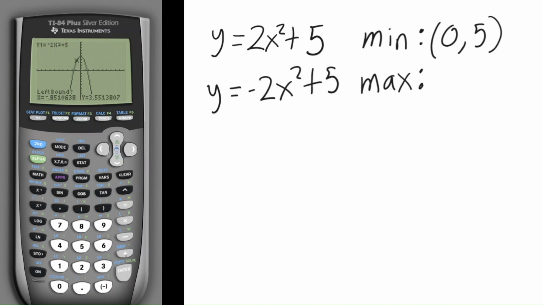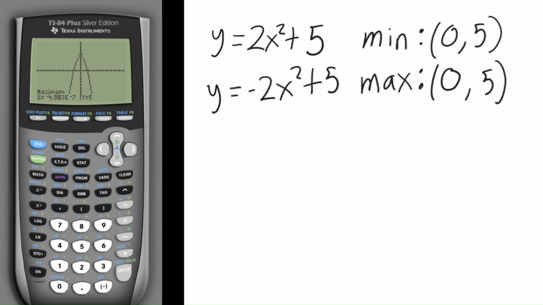Left means go somewhere to the left, enter. Right means go somewhere to the right, enter. And then the guess just doesn't matter, so I'll hit enter again. And again, we get some screwy e negative whatever. So that is just 0, as we discussed earlier, 5. So this one has a maximum of 0, 5.